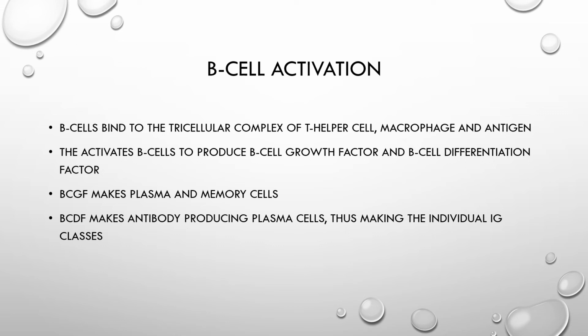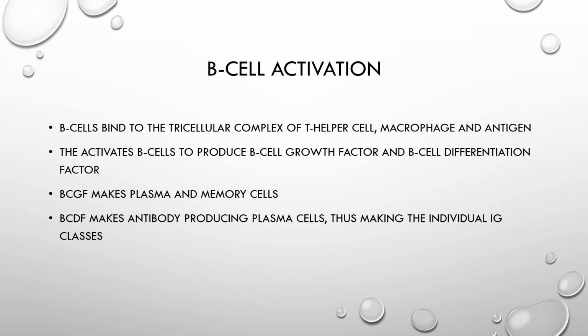This tricellular complex of antigen, macrophage, and T helper cell activates the B cell, which generates receptors for B cell growth factor. B cell growth factor makes plasma cells and memory cells, and also B cell differentiation factor. This is the factor that directs plasma cells to produce the individual antibody classes. Okay? B cells reproduce growth factor and make plasma cells, memory cells, and immunoglobulins.